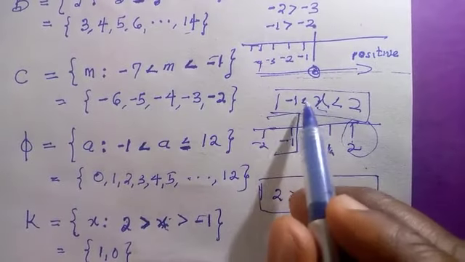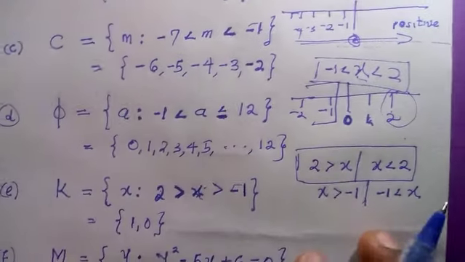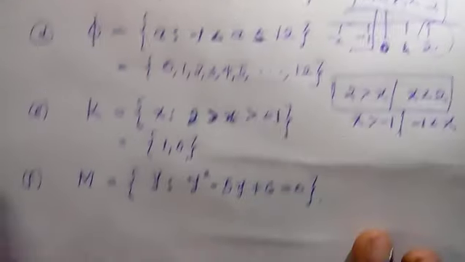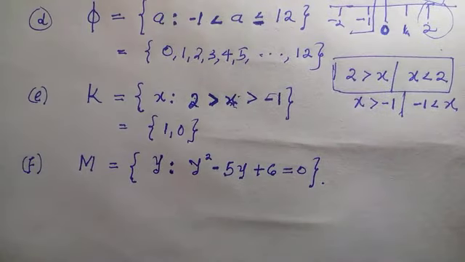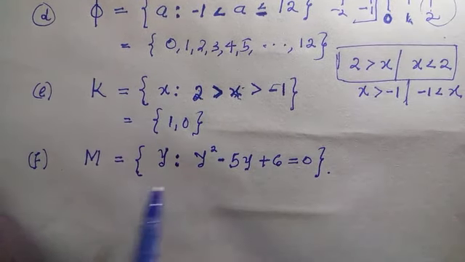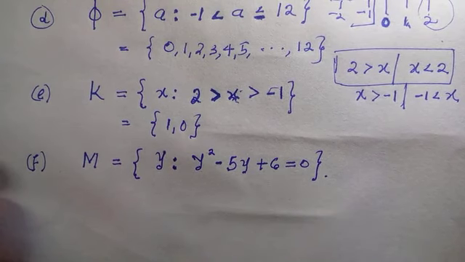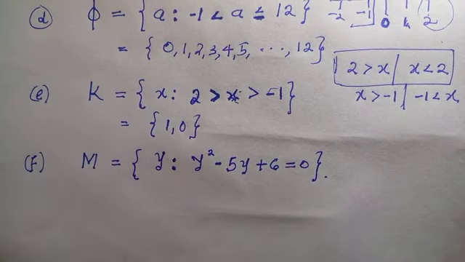All right, and it can also be written like this as -1 less than x and x less than 2, or you can use 2 greater than x greater than -1. Here is the last example I'm going to do here. But looking at this, it's different from what we have been doing. So we have y squared minus 5y plus 6 equals 0.